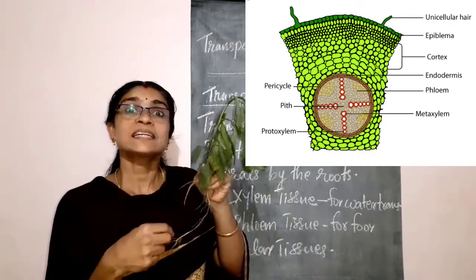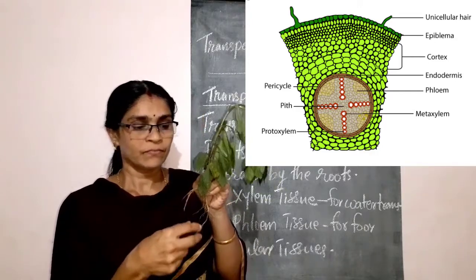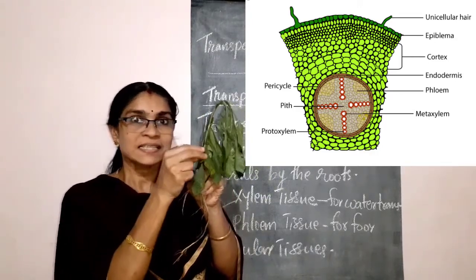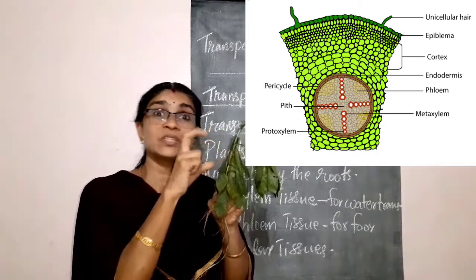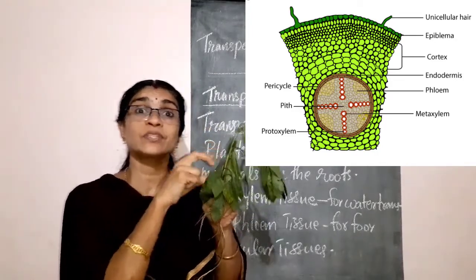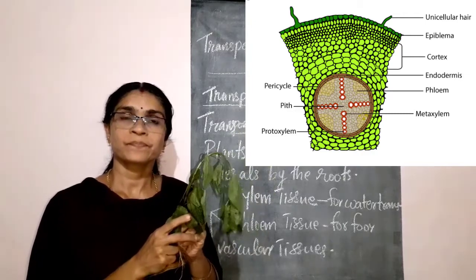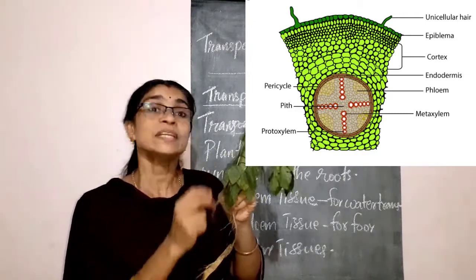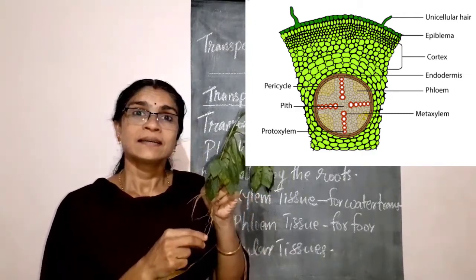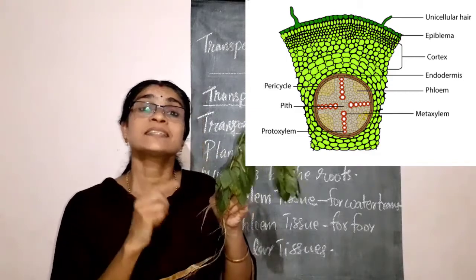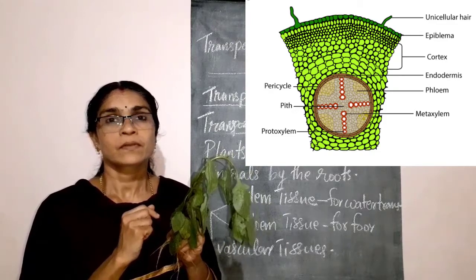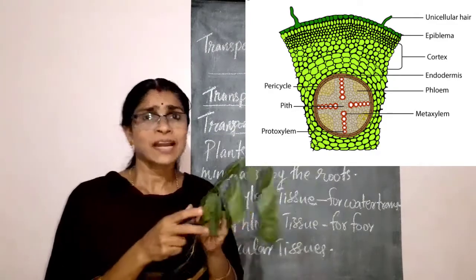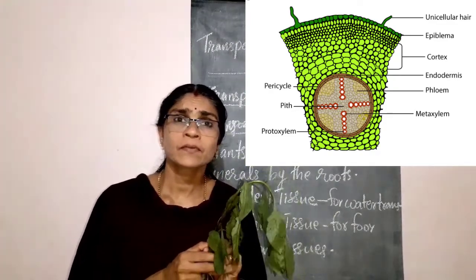The channels are continuous. From root, it connects to stem. From stem, it connects to branches. From branches, it connects to leaves, flowers, fruits, etc. Through these channels, the transportation of materials takes place in the plant body. Then what is the name of the transportation system?